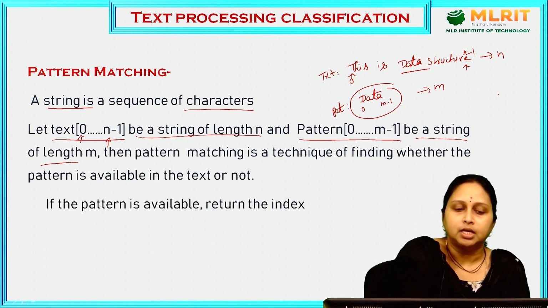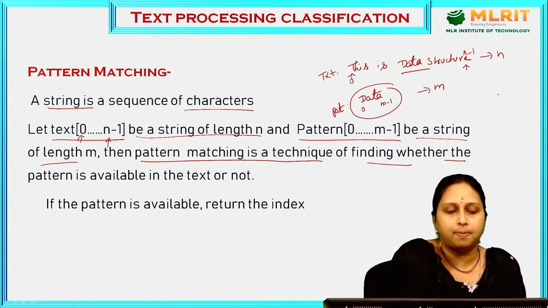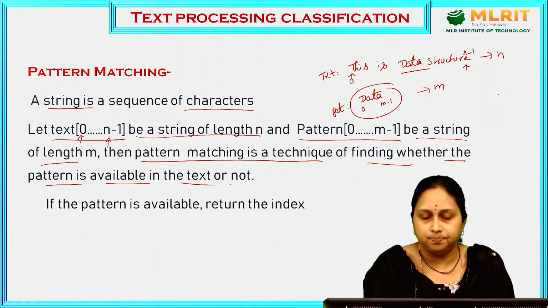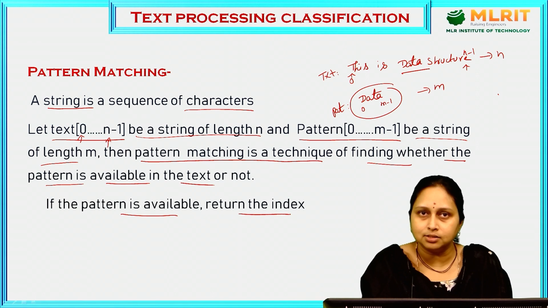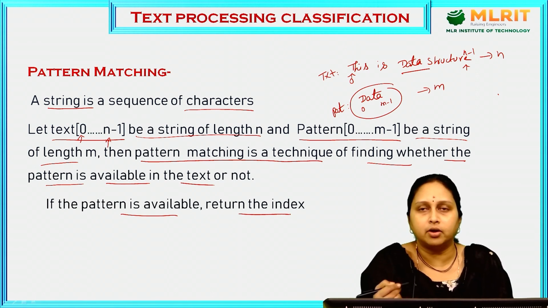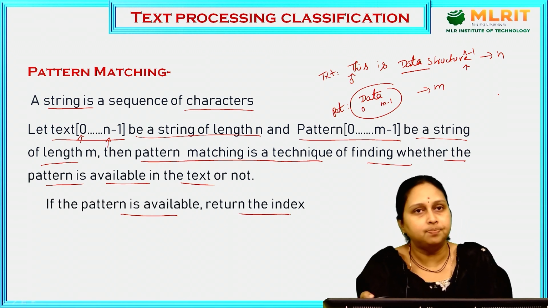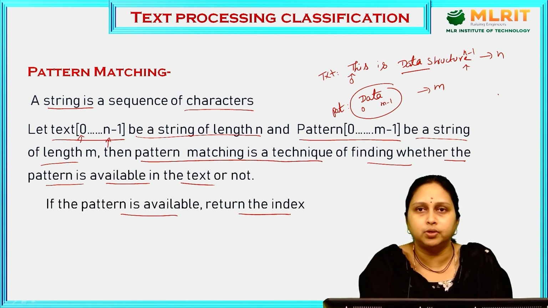Pattern matching is a technique of finding whether the pattern is available in the given text or not. If the pattern is available, then we return its index. If the pattern is not available, then we say that the pattern is not in the given text. This is what we do in pattern matching. I hope you understand this.